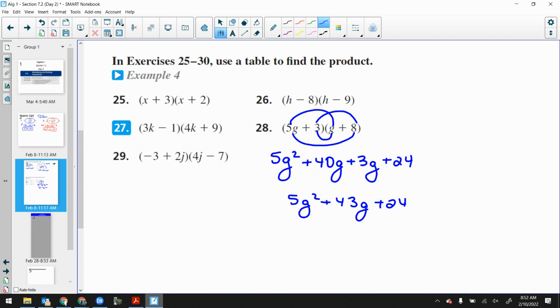Actually, you know what? This first example, it's a binomial times a binomial. So why don't you go ahead and just do that problem right now? You guys could just start on example A, because you should know how to do that now. Everybody do example A.